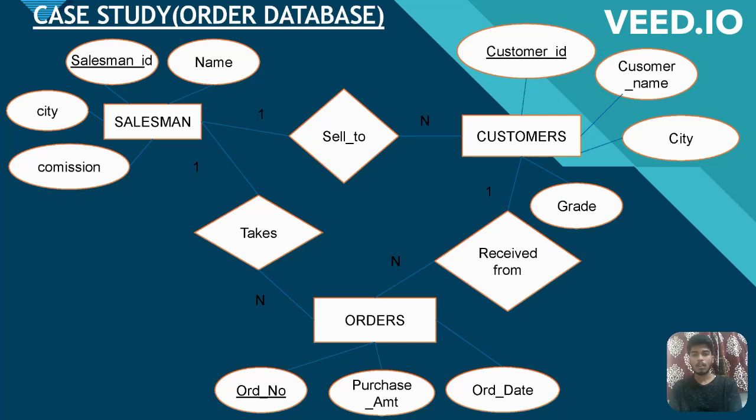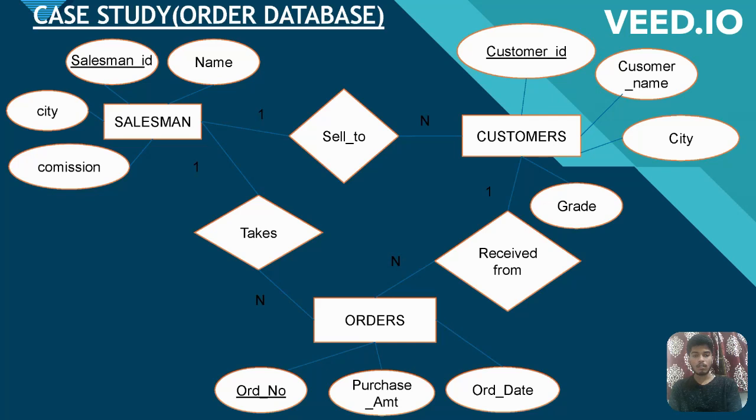Last one is name. It is connected to customers with a one-to-many relationship. Salesman sells to customers. One salesman can sell to many customers. It is represented as one to many. Customers have attributes like customer ID. Customer ID is the main primary key, which is underlined. Next one is customer name, city, and grade.